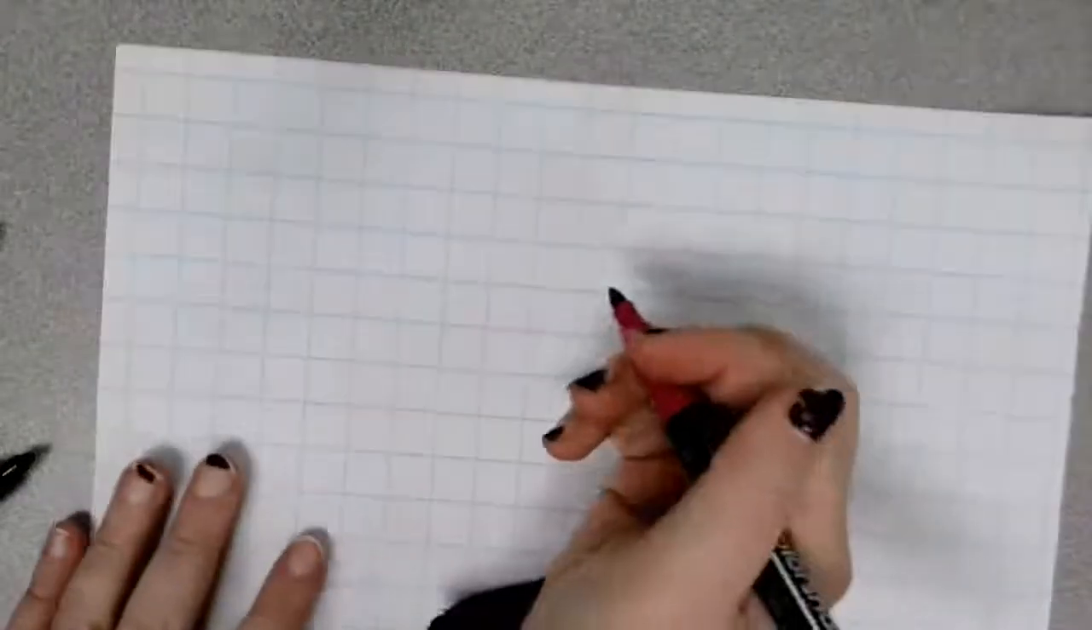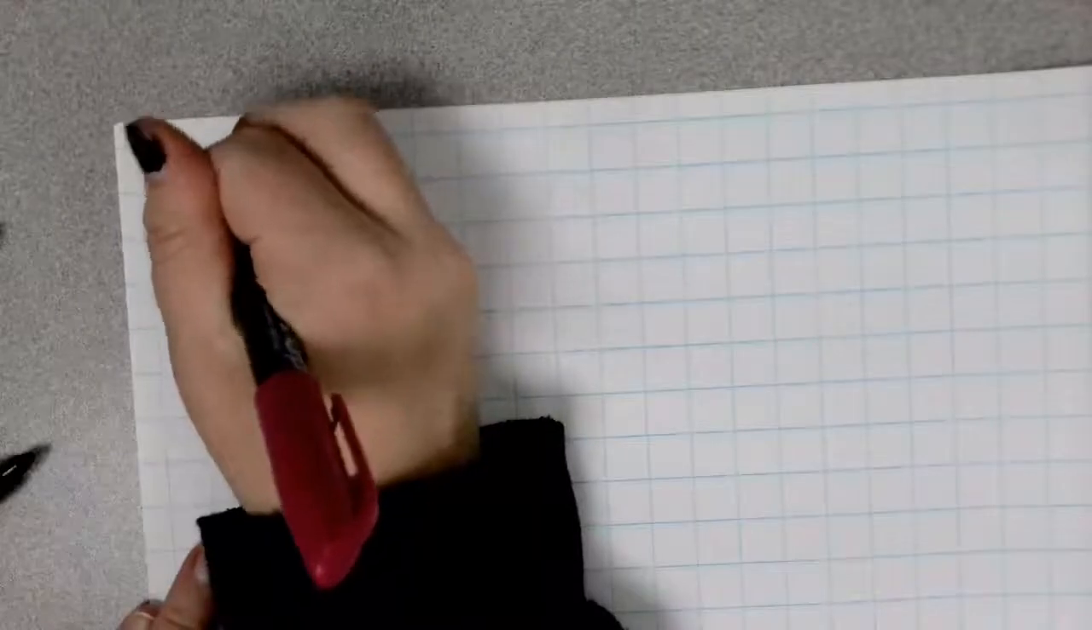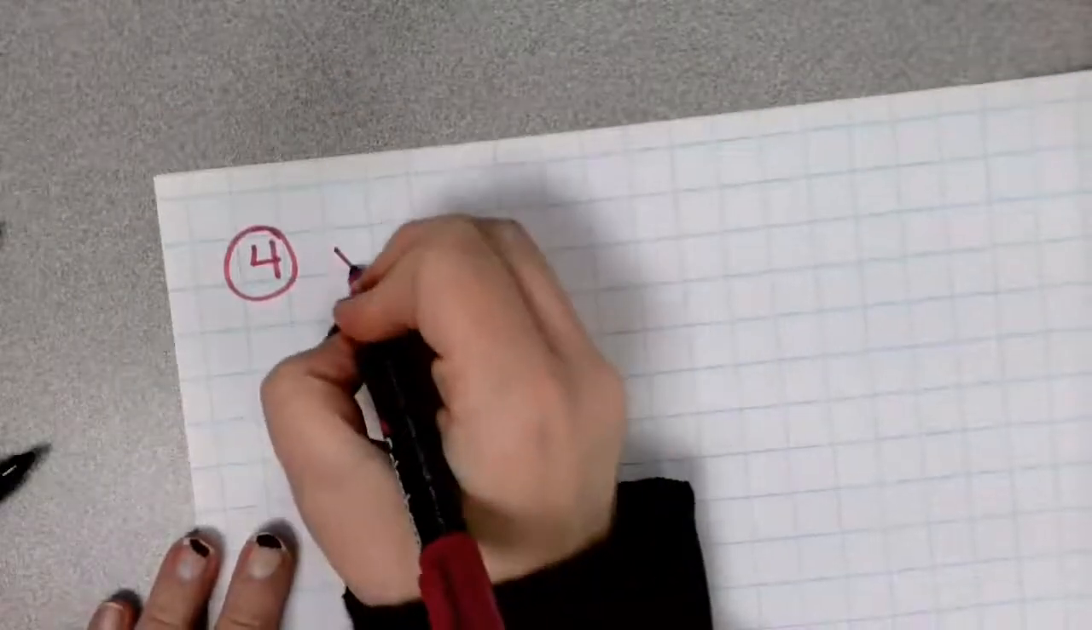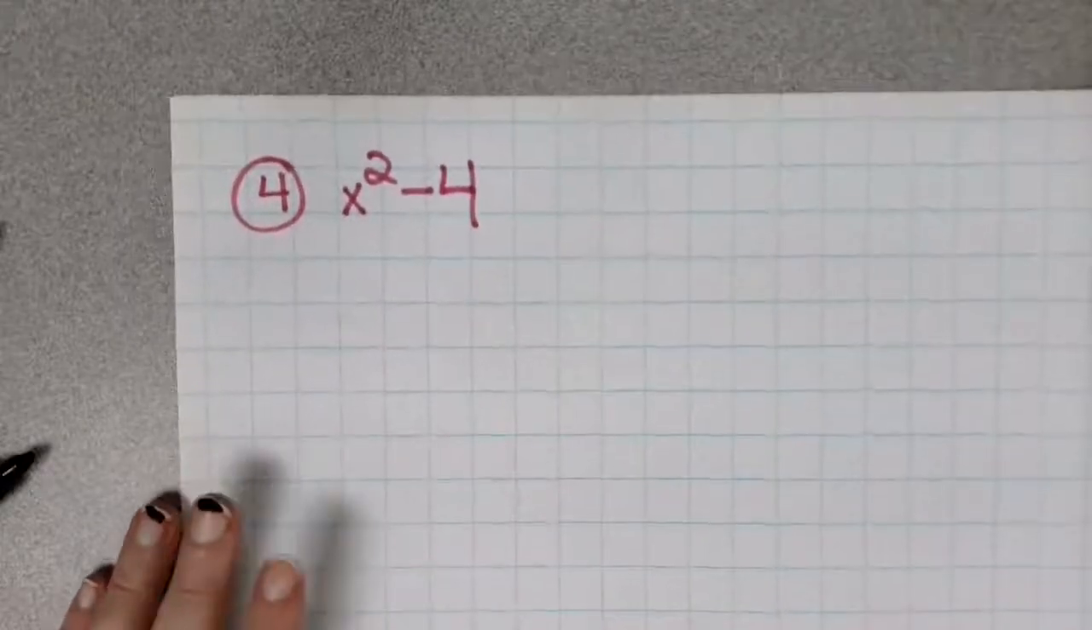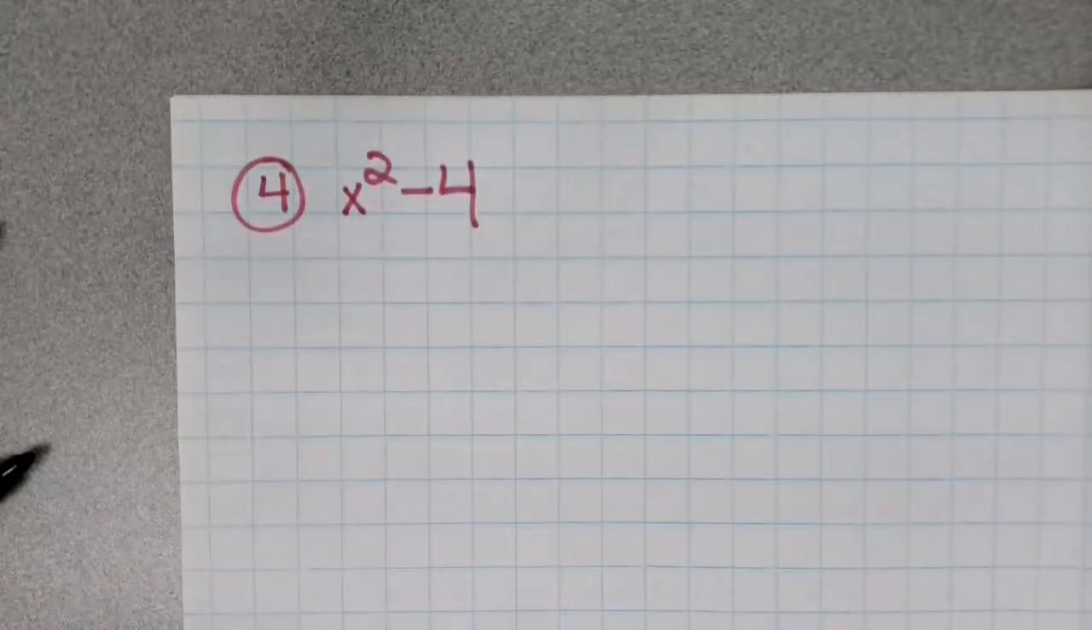Let's do a couple more. Number 4, x squared minus 4. Try this one by yourself. Pause the video if you want to. See if you can factor that.